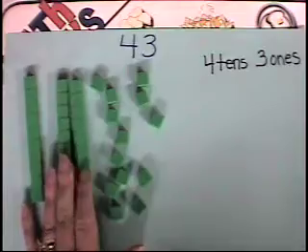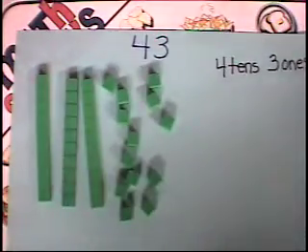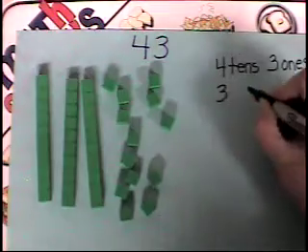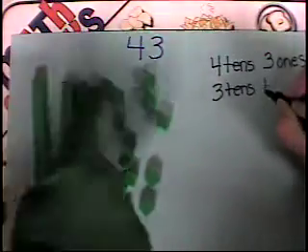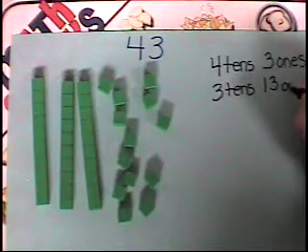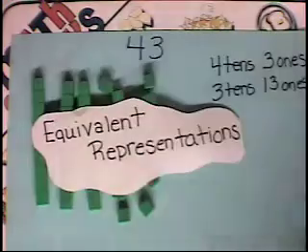So let's kind of record what you did. How many 10 rods do you have? 3. And how many 1s do you have? 13, because I have 10 and 3 more. Okay. Can you make another way? Can you make another equivalent representation of 43? Sure, I can exchange this for 10 more.